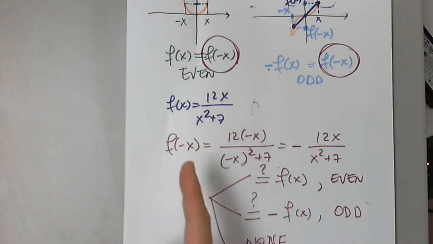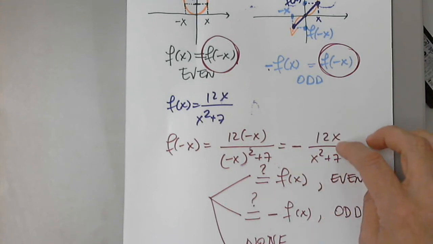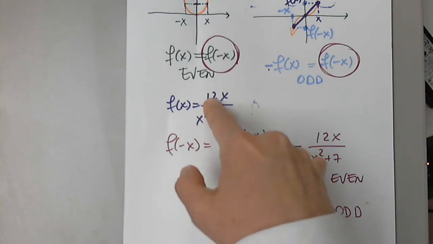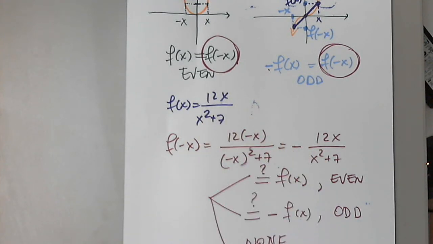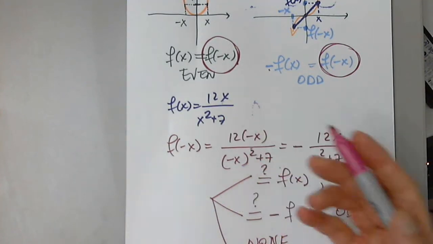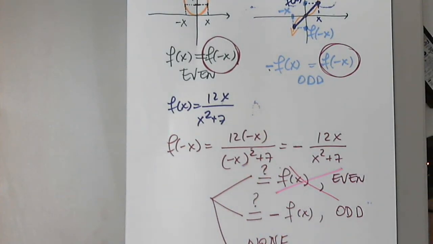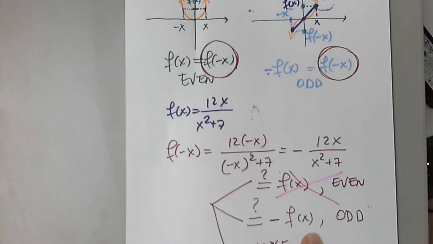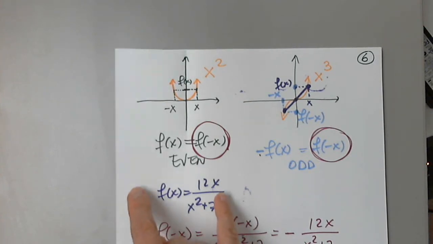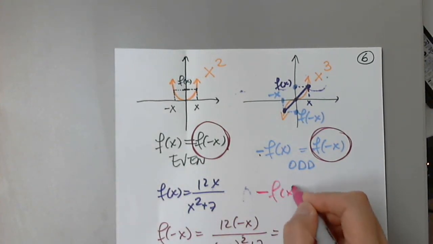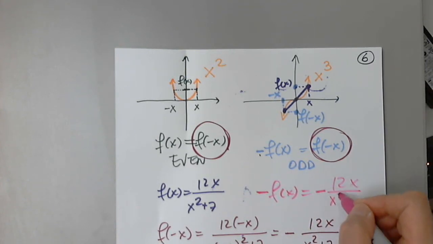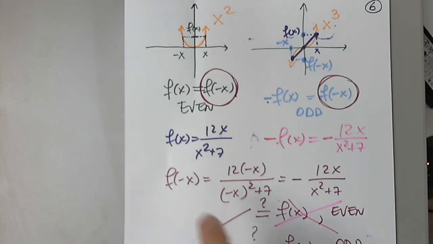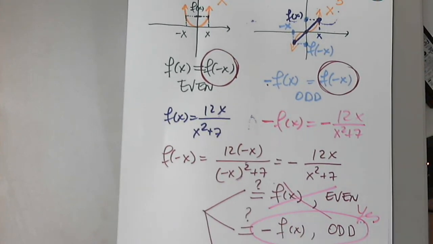So f of negative x is this expression. Is it identical with the function? Are these two identical? Of course not. One is negative and the other one is not. So it's not even. Is this expression identical with the opposite of f of x? If I multiply both sides here by negative 1, negative f of x equals negative 12x over x squared plus 7. So are these two the same? Yes. So I'll say yes. The function is odd.